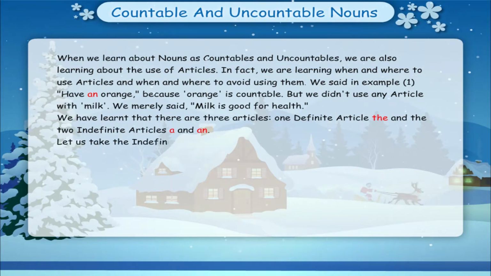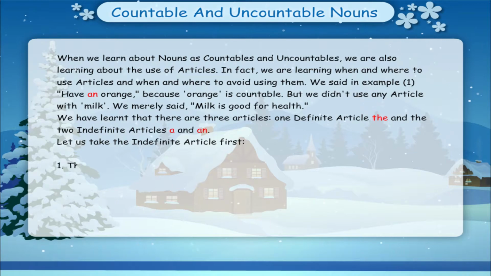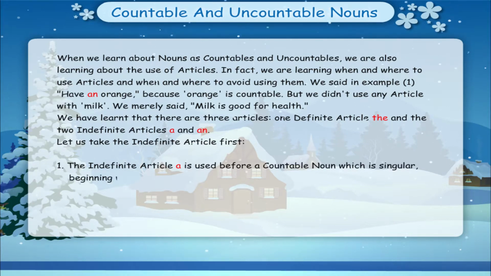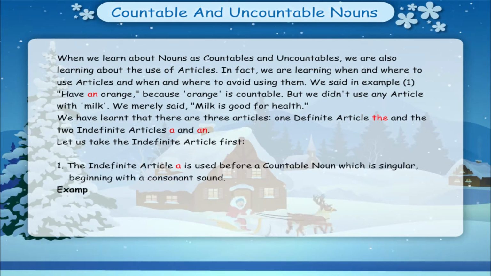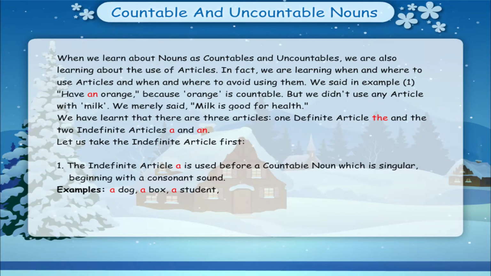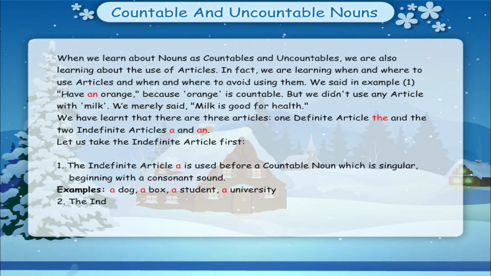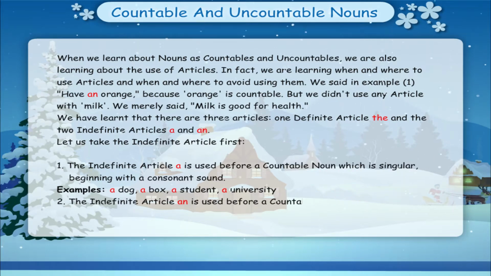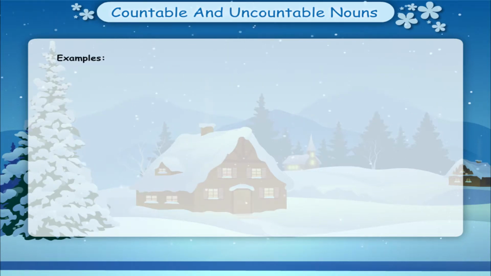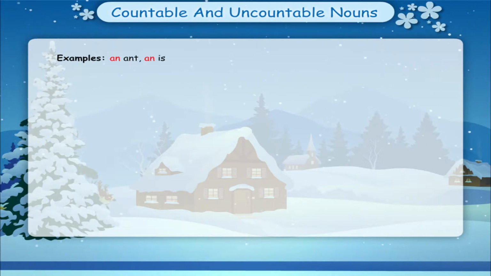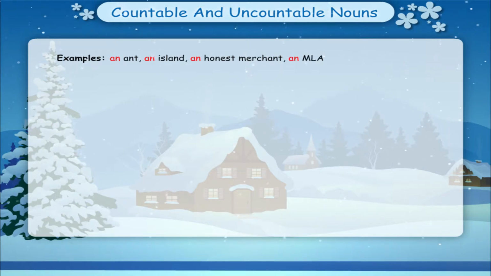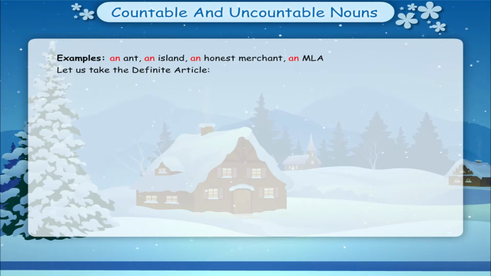Let us take the indefinite article first. The indefinite article a is used before a countable noun which is singular, beginning with a consonant sound. Examples: a dog, a box, a student, a university. The indefinite article an is used before a countable noun which is singular, beginning with a vowel sound. Examples: an ant, an island, an honest merchant, an Emily. Let us take the definite article.